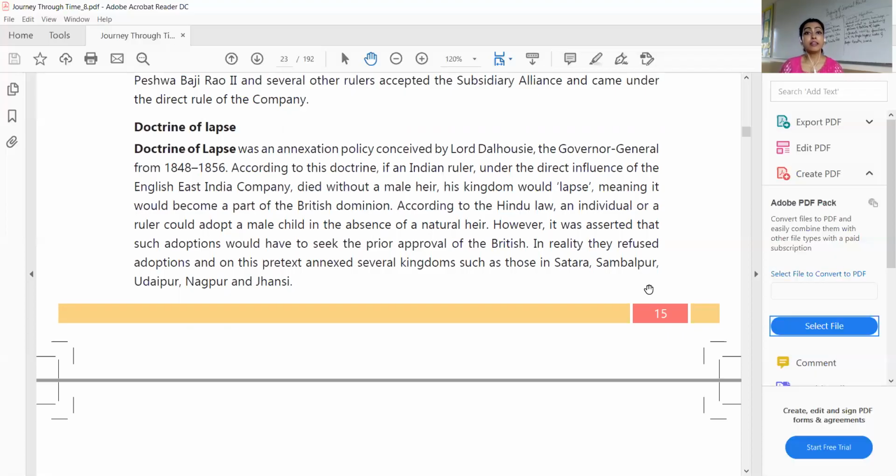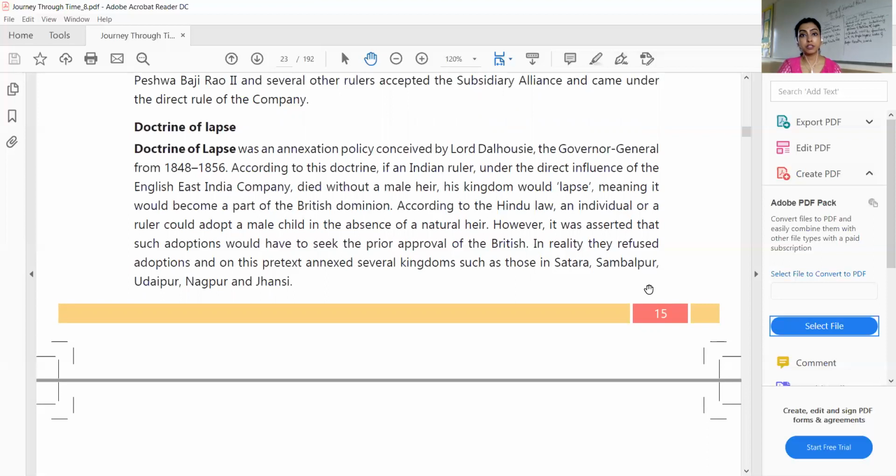It said that if any Indian ruler who had come under the direct influence of the East India Company died without an heir, supposedly without having a male heir, if he does not have any son to take his place, then that place would directly come under the control of the British. But in Hindu law, there is a provision that if somebody does not have his own son, he or she can adopt a son.